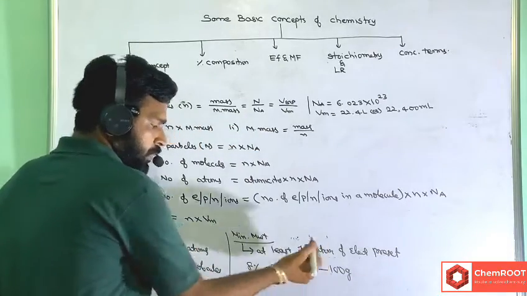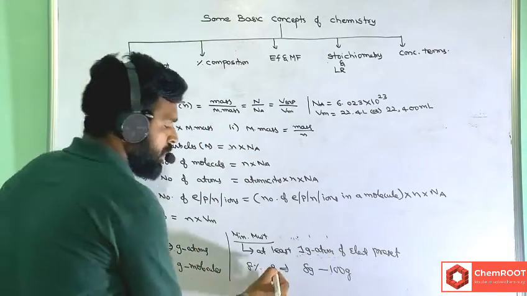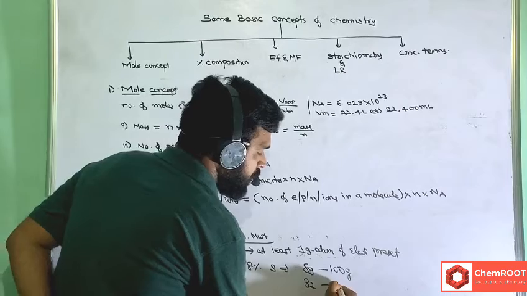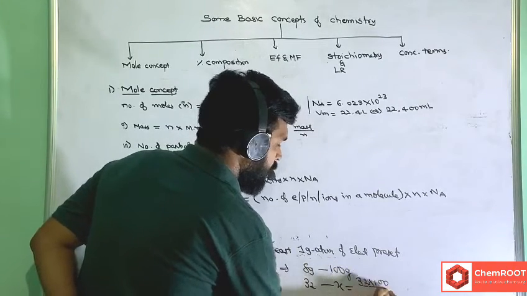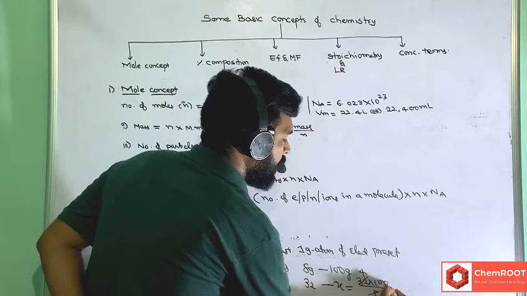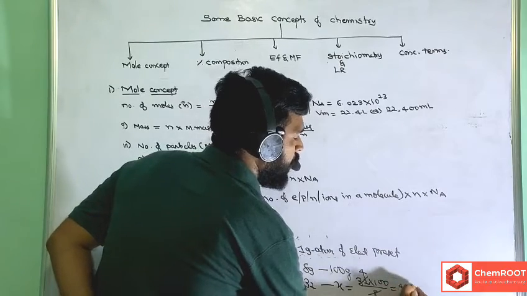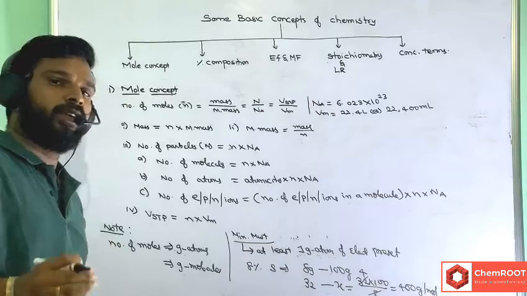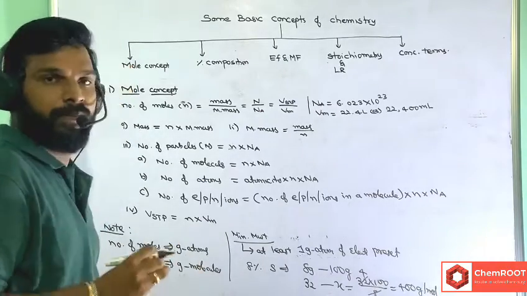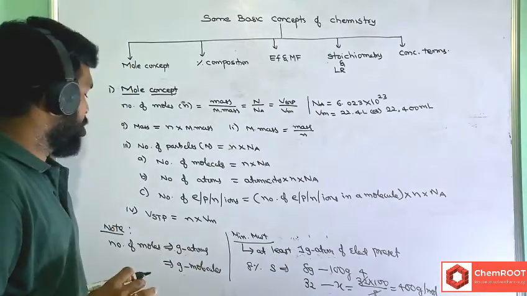At least 1 gram atom. Gram atom means what? 1 mole. 1 mole of sulfur means 32 grams. So cross multiply, and you will get 400 grams per mole. So the minimum molecular weight of the substance is 400 grams per mole. This is the way we can do it.